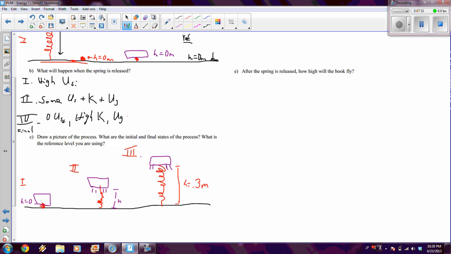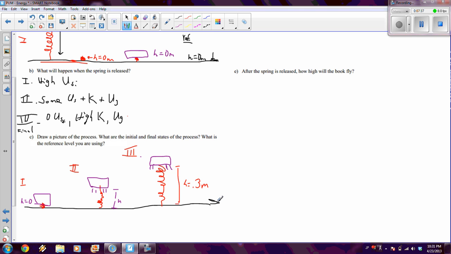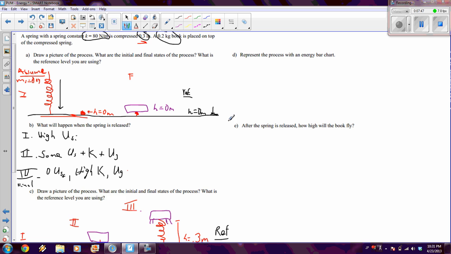And again, what is the reference we are using? We are going to be using this reference on the ground where H is equal to 0. So this is our point of reference.